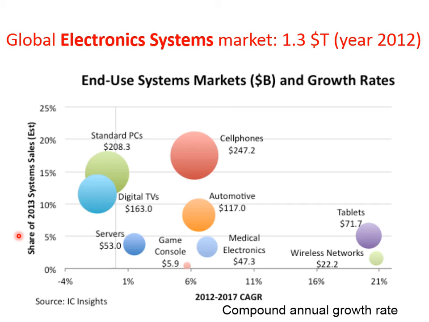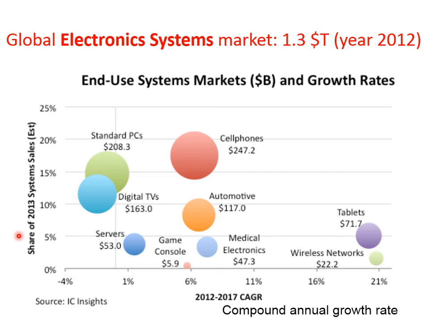Look at this picture here. This is the global market, and these are the first 10 categories in terms of size in the market, okay? So, how you should interpret this plot. You can see that the size of the dot is proportional to the size of the market, okay? Then, on the vertical axis, you have the share of systems sale. These are data from 2013, but more or less the percentages are the same, okay?